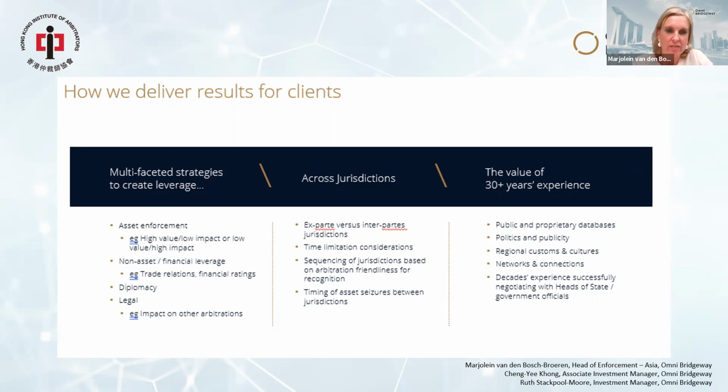And last, there is diplomacy. That is usually not very effective on a standalone basis, but it's very relevant to bridge the last gap, especially when you're dealing with states or state-owned entities as a counterparty. So what do we do? We try to go across jurisdictions and enforce across jurisdictions. And for that, it is important to sequence the enforcement actions in jurisdictions based on the arbitration friendliness for recognition.